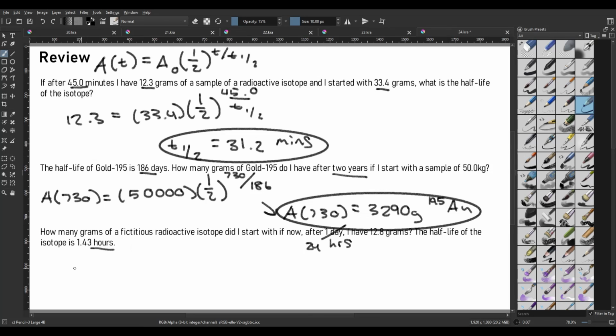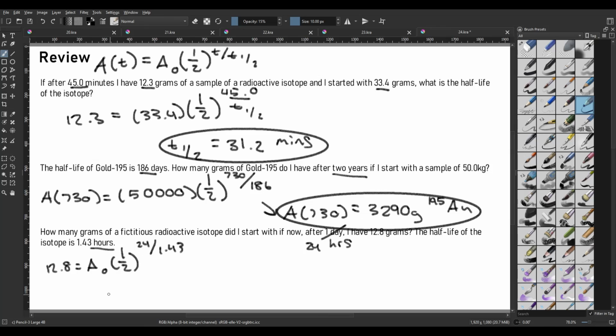Alright, how many grams of the fictitious isotope? So we're looking for the initial amount. We already know how much we have after 24 hours. So 12.8 is equal to A sub naught times 1/2 to the power of the elapsed time, 24 over 1.43. To put this in our calculator, 12.8 equals x times 1/2 to the power of 24 over 1.43 hours.